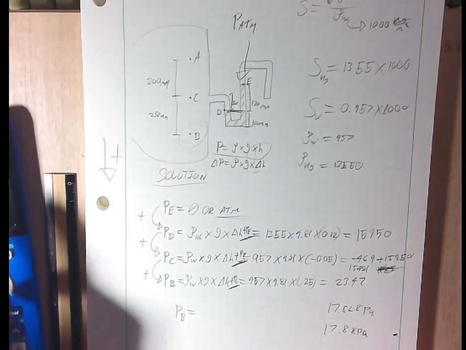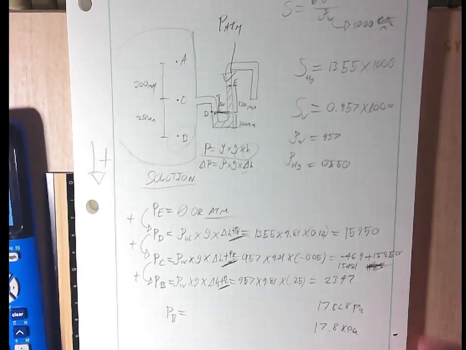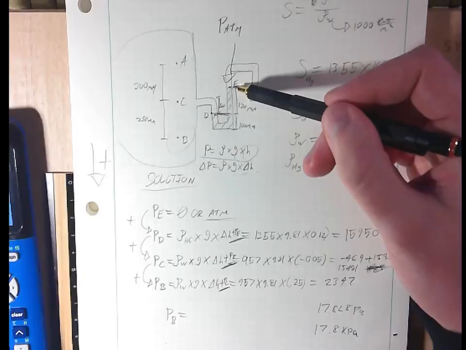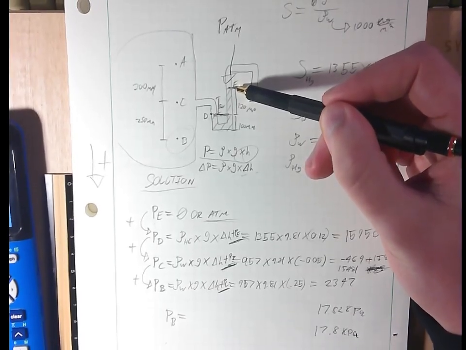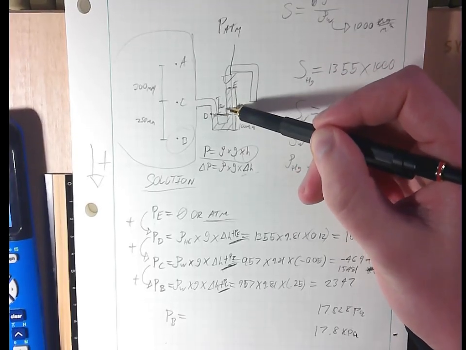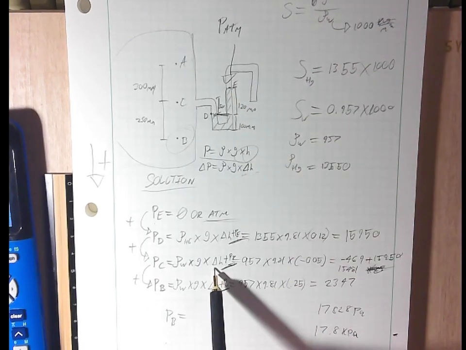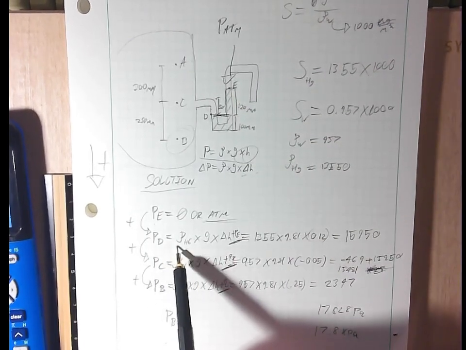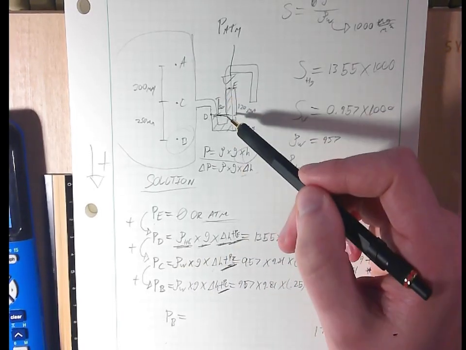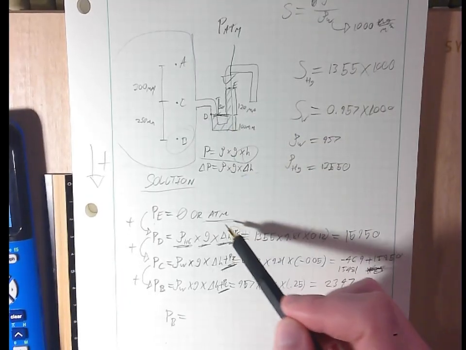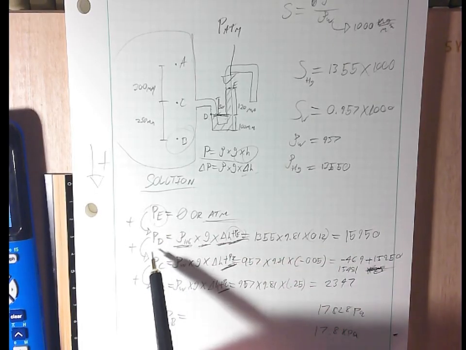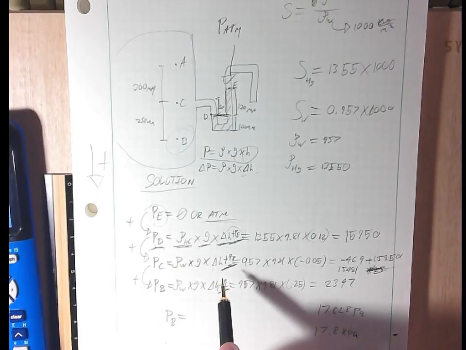Now I'll go through this because I think I explained it really, really terribly over here. So you take this as P atmosphere. All right, that's point E. Point D is the change in height. Okay, it's rho Hg times gravity times the change in height from here to here plus this pressure. Okay, that's your point D.